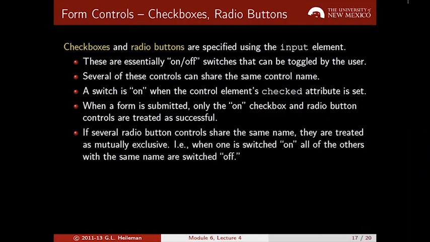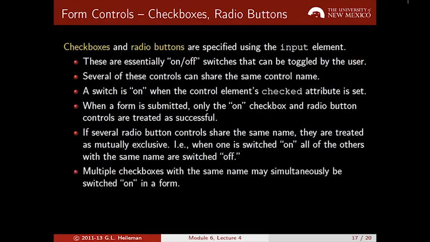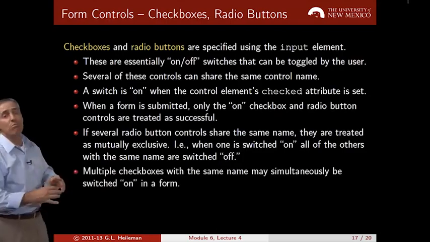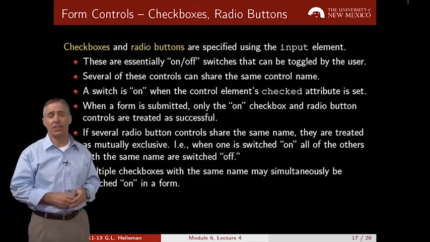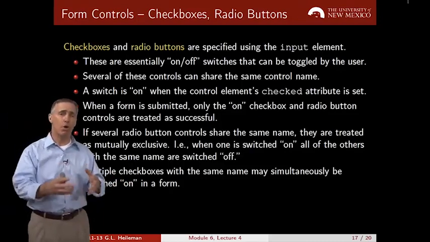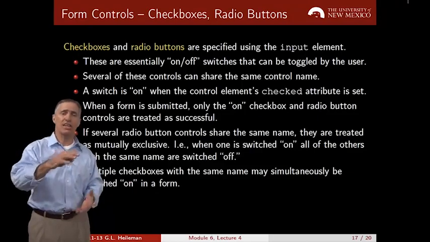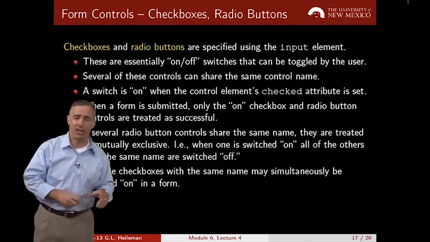If several radio button controls share the same name, they're mutually exclusive. If you click one and then click another, the one that you originally clicked will be turned off. In other words, you can only have one clicked within that group. This is different for checkboxes. You can have multiple checkboxes selected at the same time. In other words, you can have multiple checkboxes within a single named control that can be checked, that can be turned on.